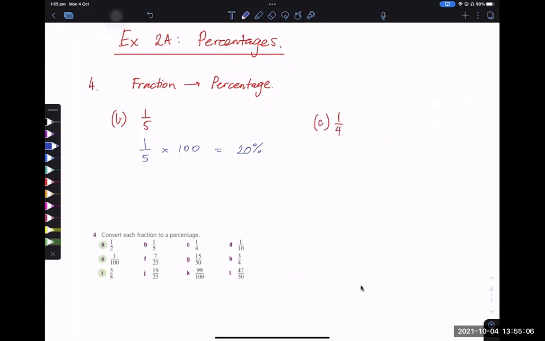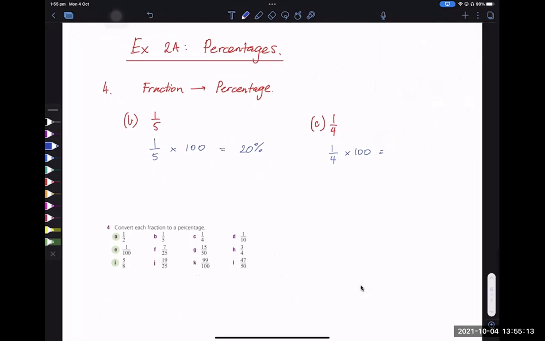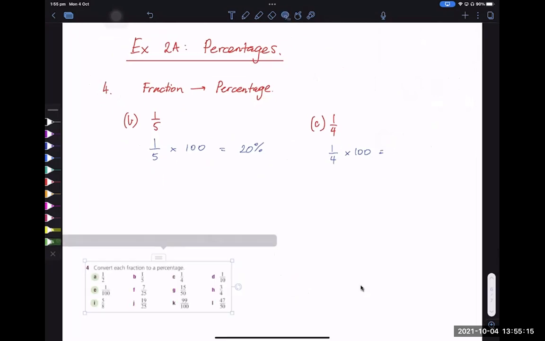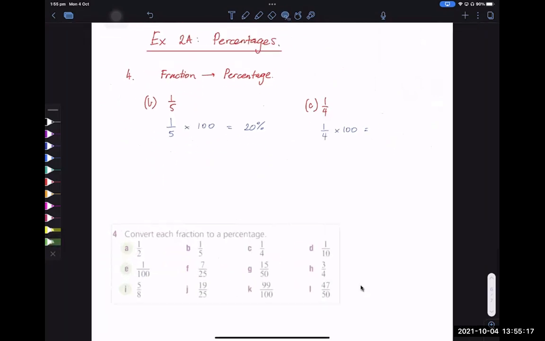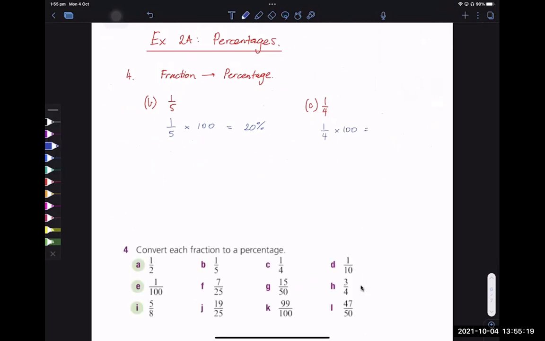Do we have to do it for each of the questions? Yes, yeah. Yeah, if you know how to do it now, you can just continue to do the other questions. You can run ahead. So 1/4 times 100. You go onto your calculator, you type 1/4 times 100. 25, excellent, thank you.